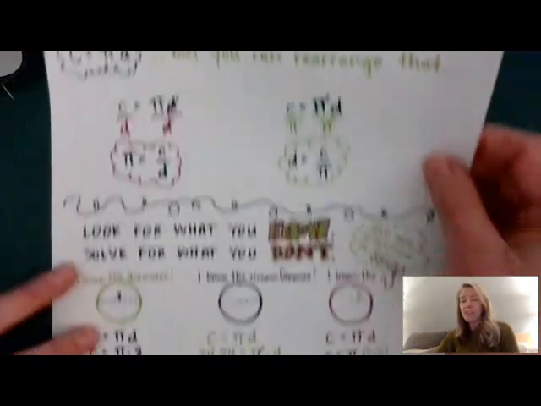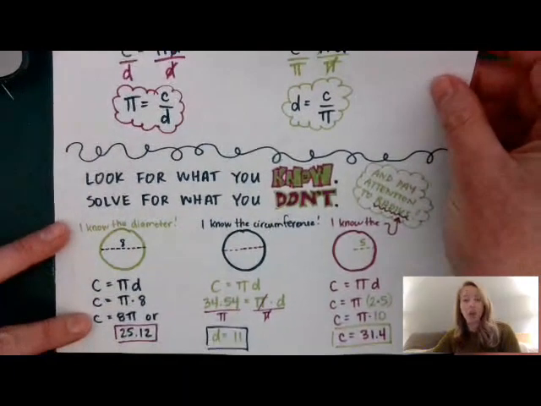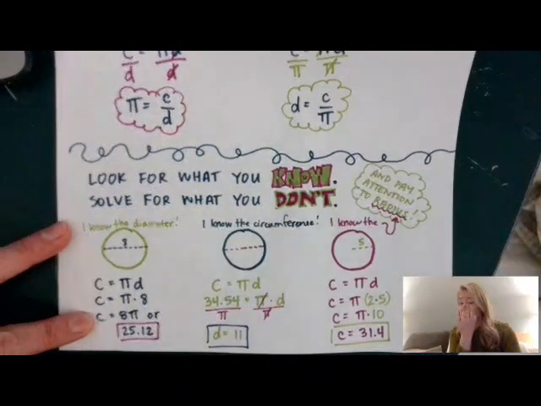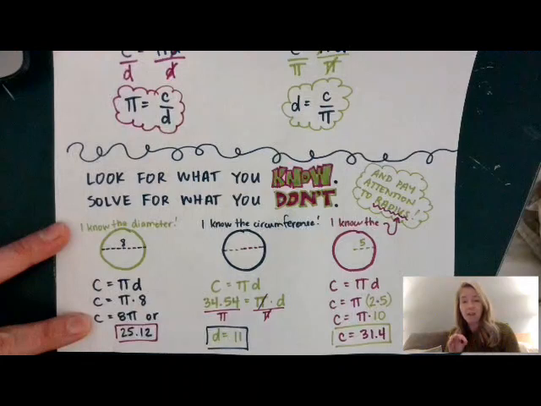Okay, so when you're getting problems like this, look for what you know and then solve for what you don't. But be really careful because a lot of these problems involve radius, not just diameter. And radius is always half the diameter. You could think of it as diameter is always twice the radius.